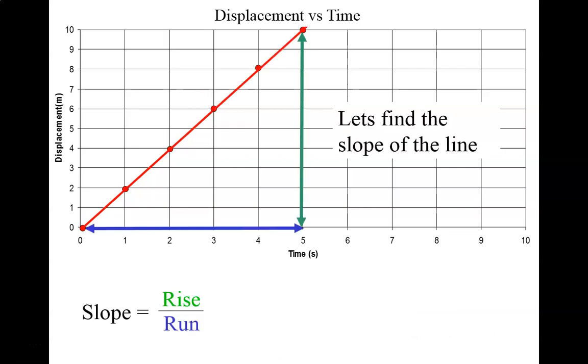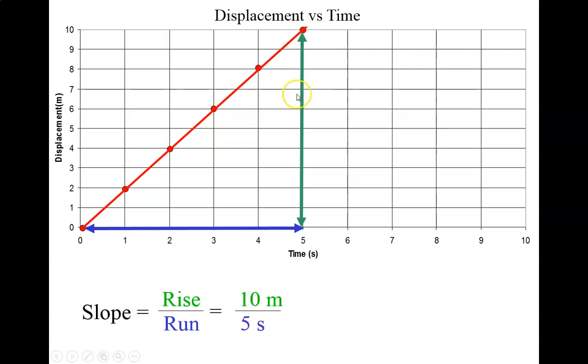Now if we find the slope of this line, it'd be rise over run. Do not count boxes, folks. I've been seeing people count boxes. That's not what you do. You subtract the data points on the graph. So the rise, in this case, it went 10 meters. Okay, and the run is 5 seconds.